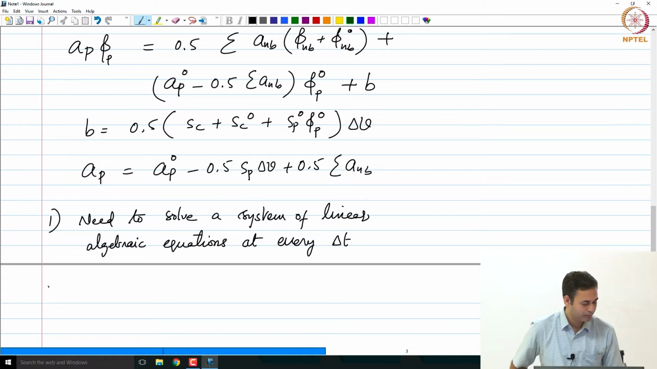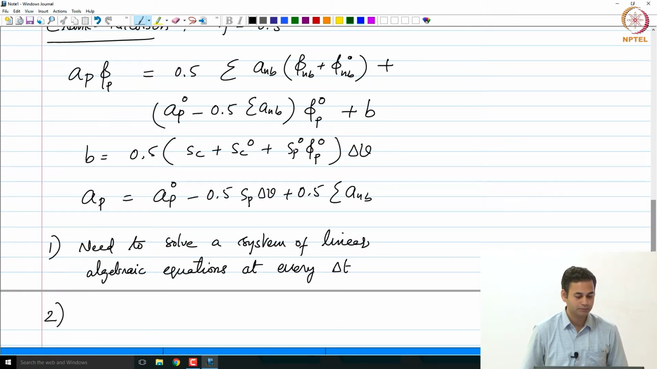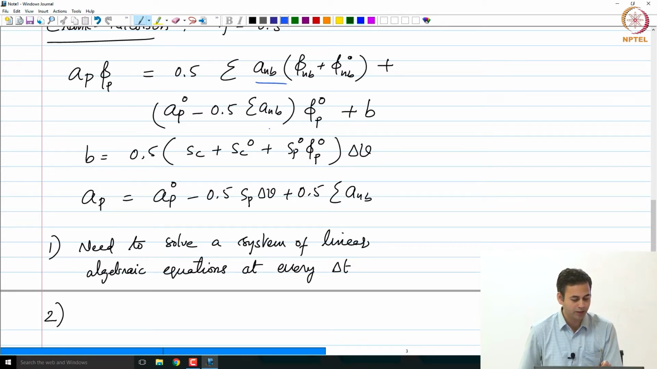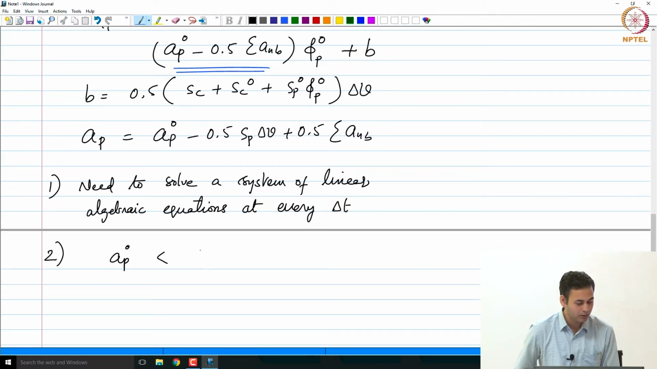Now, what about the coefficients? Would all of them be positive or would some of them become negative? A and b's are always positive, right? What about the coefficient for phi p naught? Can this become negative? Phi p naught, can the coefficient become negative under certain conditions? It can, right, because if A p naught falls below half of sigma A and b, this coefficient can become negative. This is similar to what we saw in the explicit case. So if your A p naught falls below 1/2 sigma A and b, then the coefficient of phi p naught could become negative.